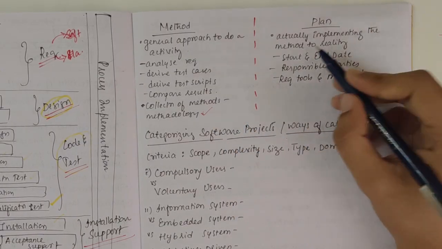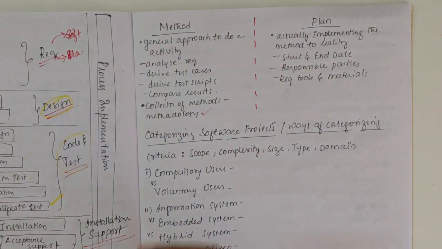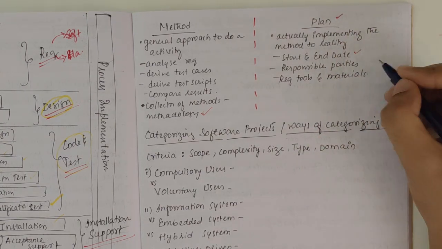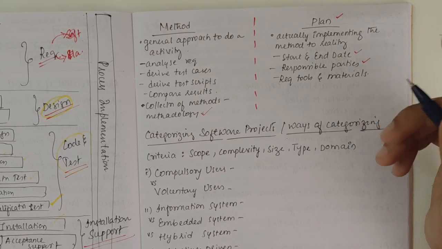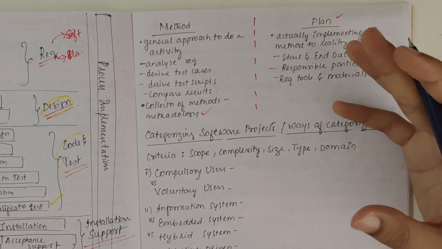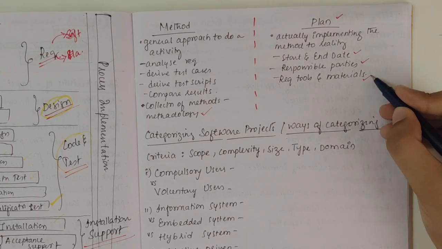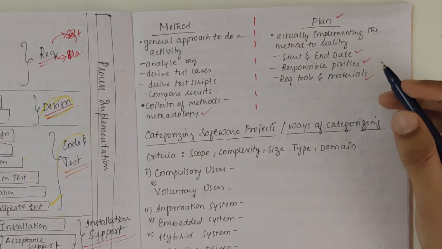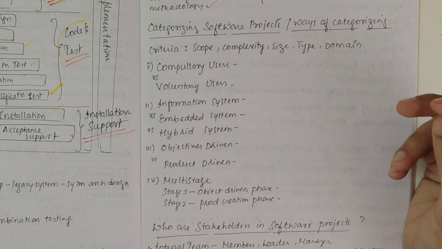Coming to planning. Planning is actually implementing the method. So I decided that I'll do this, but if I'm implementing it in reality, it comes under planning. So we have a start and end date. We have the responsible parties, like who will be participating in carrying out the activity, which teams would be there and all of that. Then we have the required tools and materials. Required tools could be the software we are using, and the materials could be the resources, information and all of that.